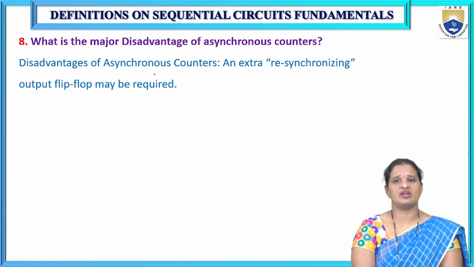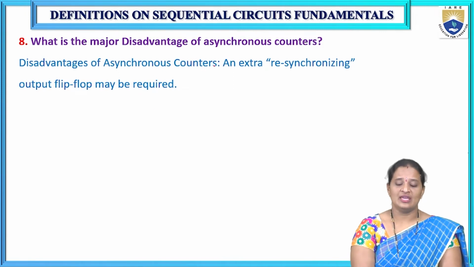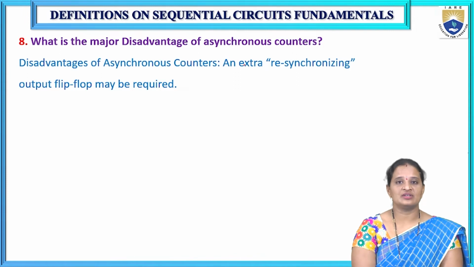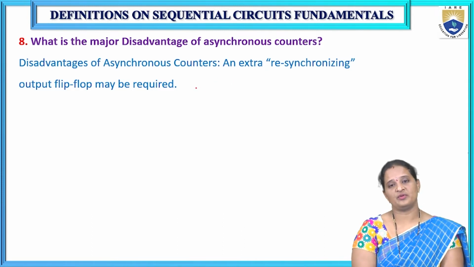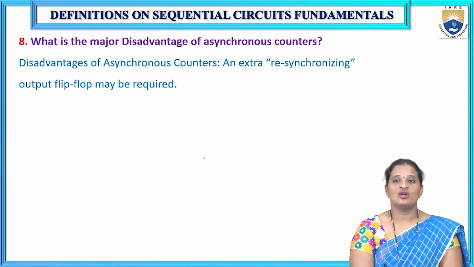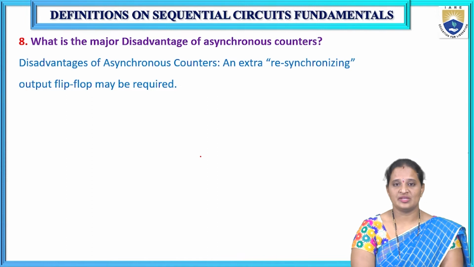What is a major disadvantage of an asynchronous counter? The major disadvantage of an asynchronous counter is that an extra resynchronizing output flip-flop may be required. That means while applying the output of one flip-flop to the other flip-flop, we definitely need some extra logic circuit. That is a major disadvantage.